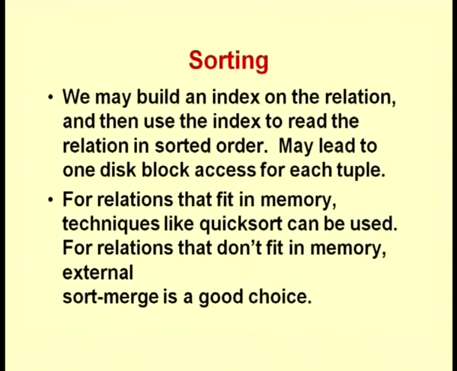Up to now we have looked at the selection operation. We may build an index on the relation, then use the index to read the relation in sorted order, which may lead to one disk block access for each tuple. For relations that fit in memory, techniques like quicksort can be used. For relations that do not fit in memory, external sort merge is a good choice. These are some of the choices we have already studied in data structures, which we are using here for accessing the records.